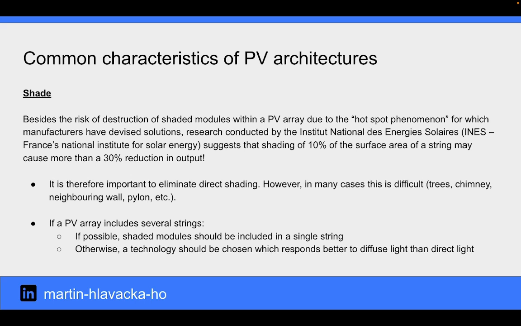However, in many cases, this is difficult due to trees, chimney, neighboring wall, pylon, etc. If a PV array includes several strings, if possible, shaded modules should be included in a single string. Otherwise, a technology should be chosen that responds better to diffuse light than direct light.